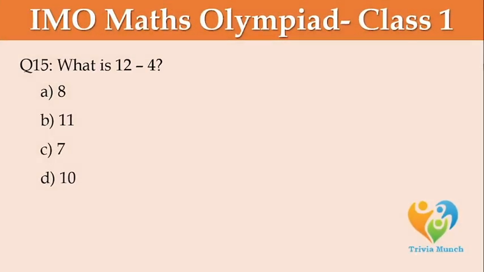What is 12 minus 4? Option A 8, option B 11, option C 7, option D 10.